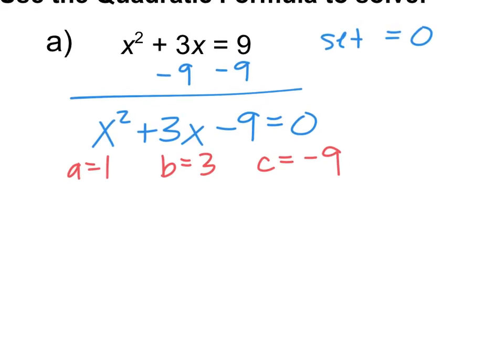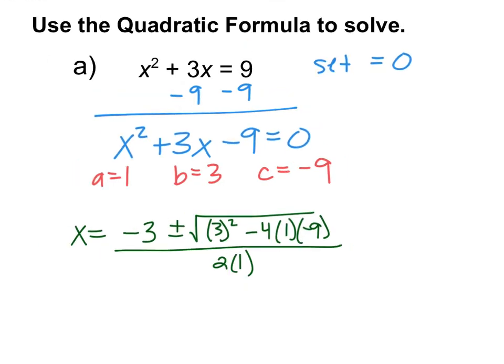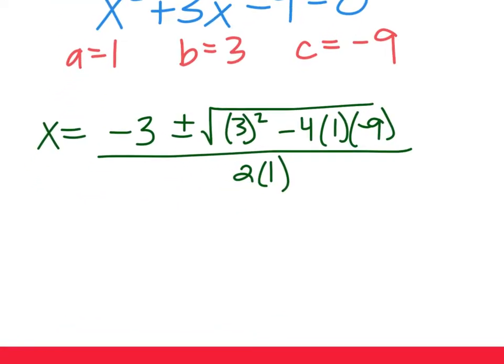And because this is something that you've done many times before, we tend to kind of rush through things if we're pretty comfortable with them. So we really want to make sure that we're paying attention to what our values are and we're copying everything down correctly. So we're going to have x equals the opposite of b, so negative 3, plus or minus the square root of (b) squared. Notice I use parentheses there. That's really important. Minus 4 times a times c, and then all over 2 times a. And from here, it's just simplifying. So let's go ahead and see what we come up with.